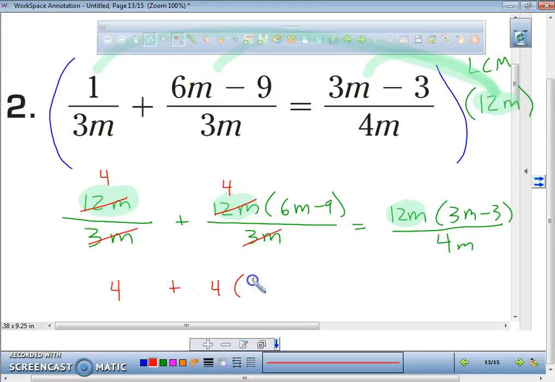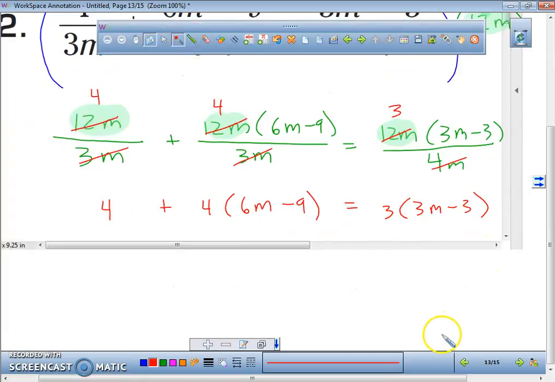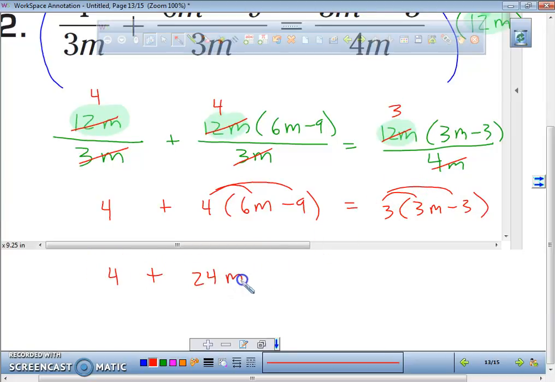So we have 4 times 6m minus 9 equals, 4m goes into 12m 3 times. And we have 3 times 3m minus 3. So you'll notice all of the m's and the numbers that were in the denominator are now gone. All right, now, at this point, we basically have an Algebra 1 problem. All we have to do is distribute all the way across. 24m minus 36, good, equals 6, oh, and 9m minus 9.